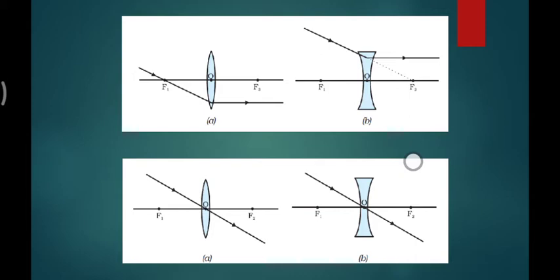Any ray can pass through the optical center. When rays pass through the optical center, no such refraction happens. You can see the light goes very straight, with no bending. So when light passes through the optical center, there is no bending and no refraction. Okay, go ahead.